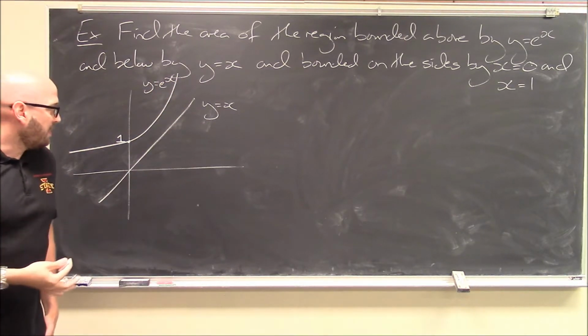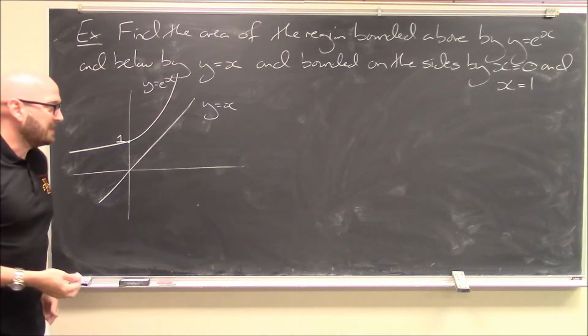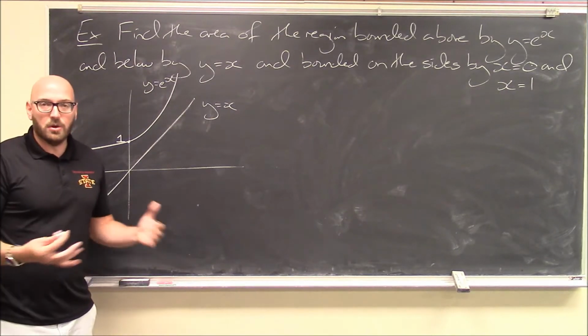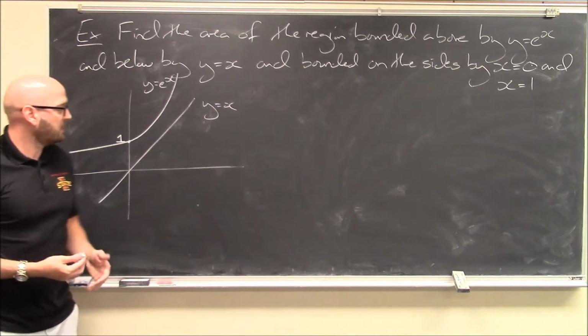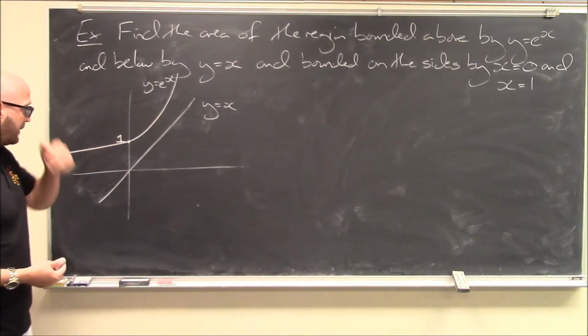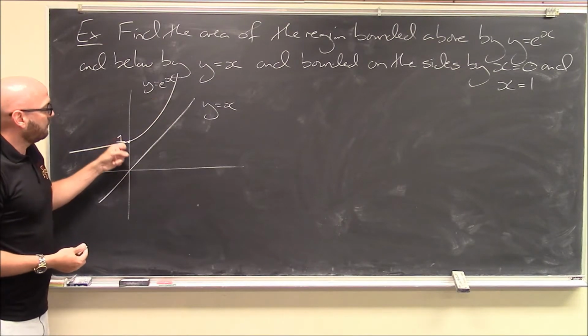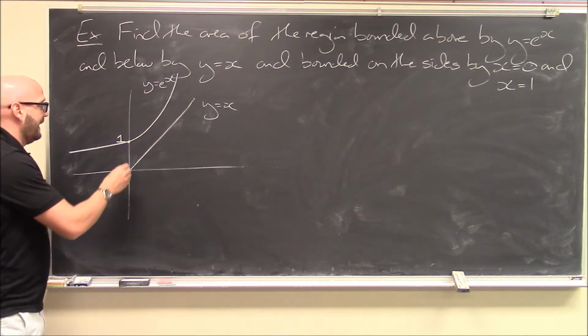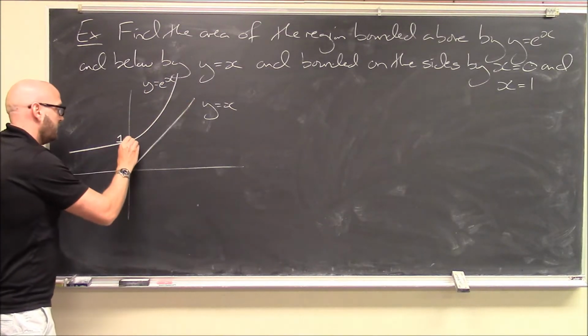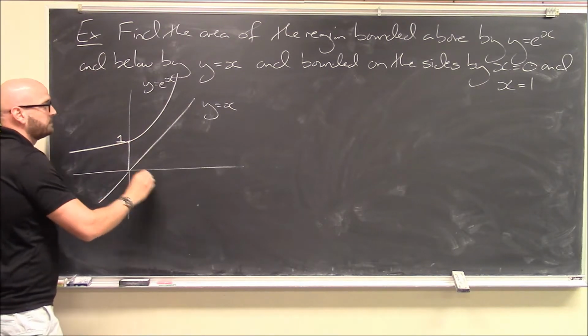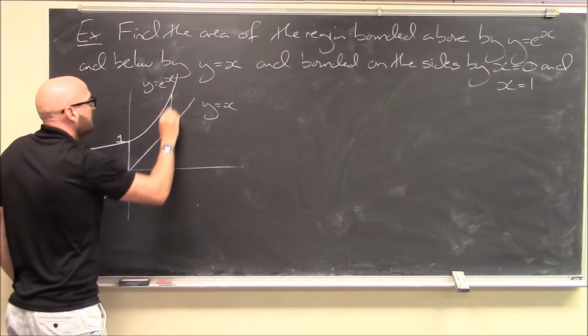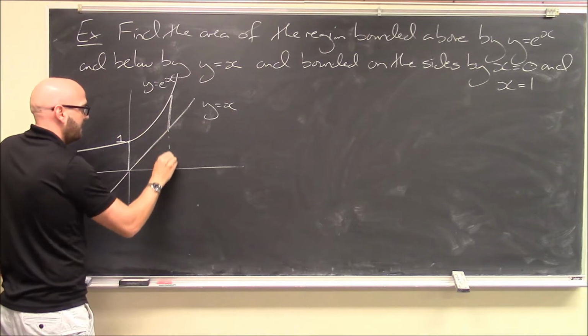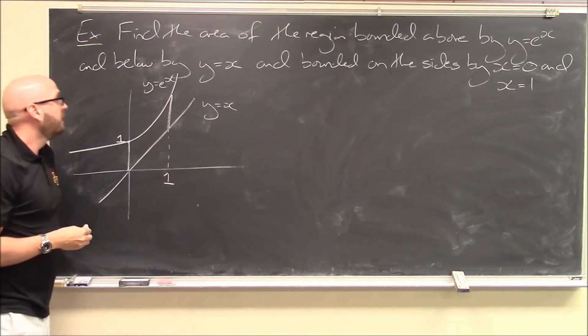As I said way back early in the semester, I think the review sections, it really helps if you understand or know what the graphs of basic functions are. Because doing stuff like this helps, I think. And so we've got this function above, y equals e to the x, this function below, y equals x, and we're bounded on the left by x equals 0. There's x equals 0. And to the right by x equals 1.